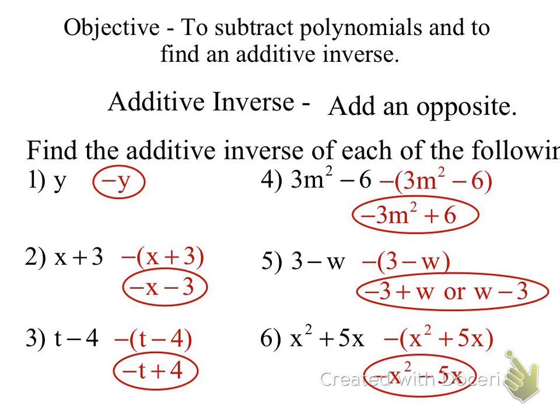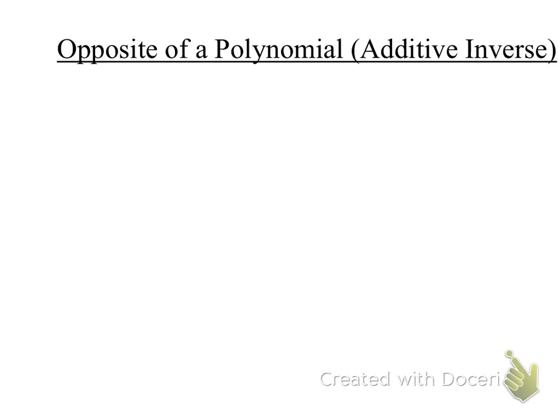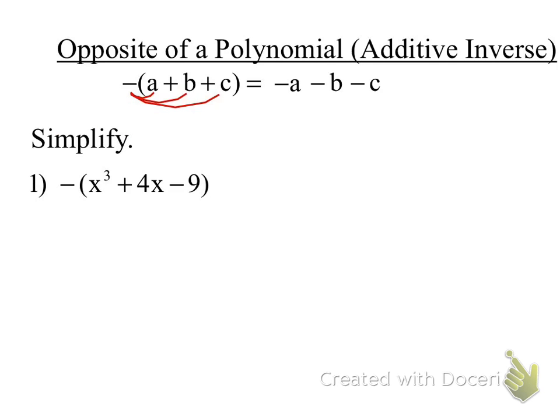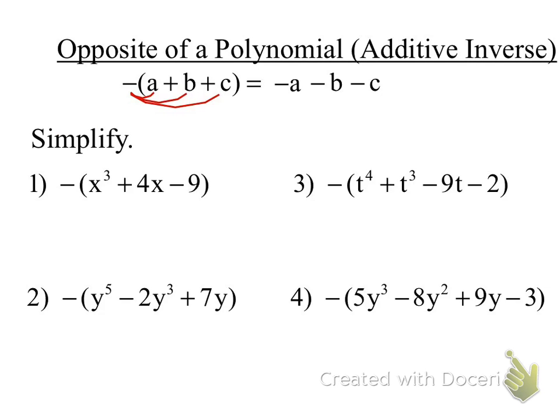Okay, so now, opposite of a polynomial. We're going to get a polynomial and we're going to distribute it. That's it. Just distribute it to everything in there. So, what would the first one be? Let's go, Kaylin. Shaylin. Negative x to the third minus 4x plus 9.